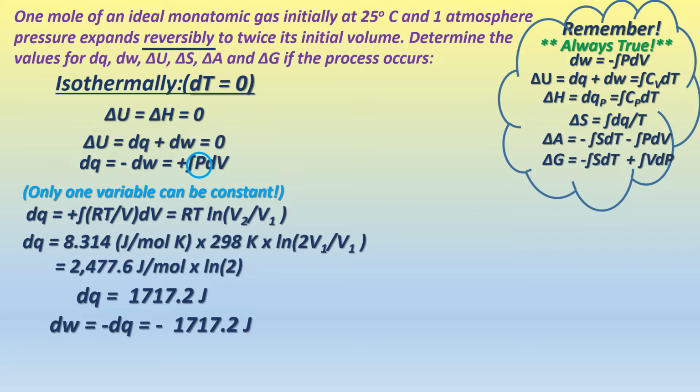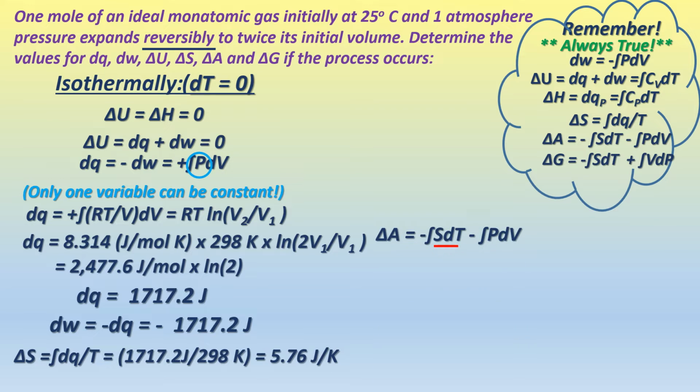1,717 joules. The third basic definition says entropy is the integral of the change in heat over temperature. Since I have a change of heat and I have a temperature, 1,717 joules divided by 298 Kelvin gives you an entropy change for this system of 5.76 joules per degree Kelvin.